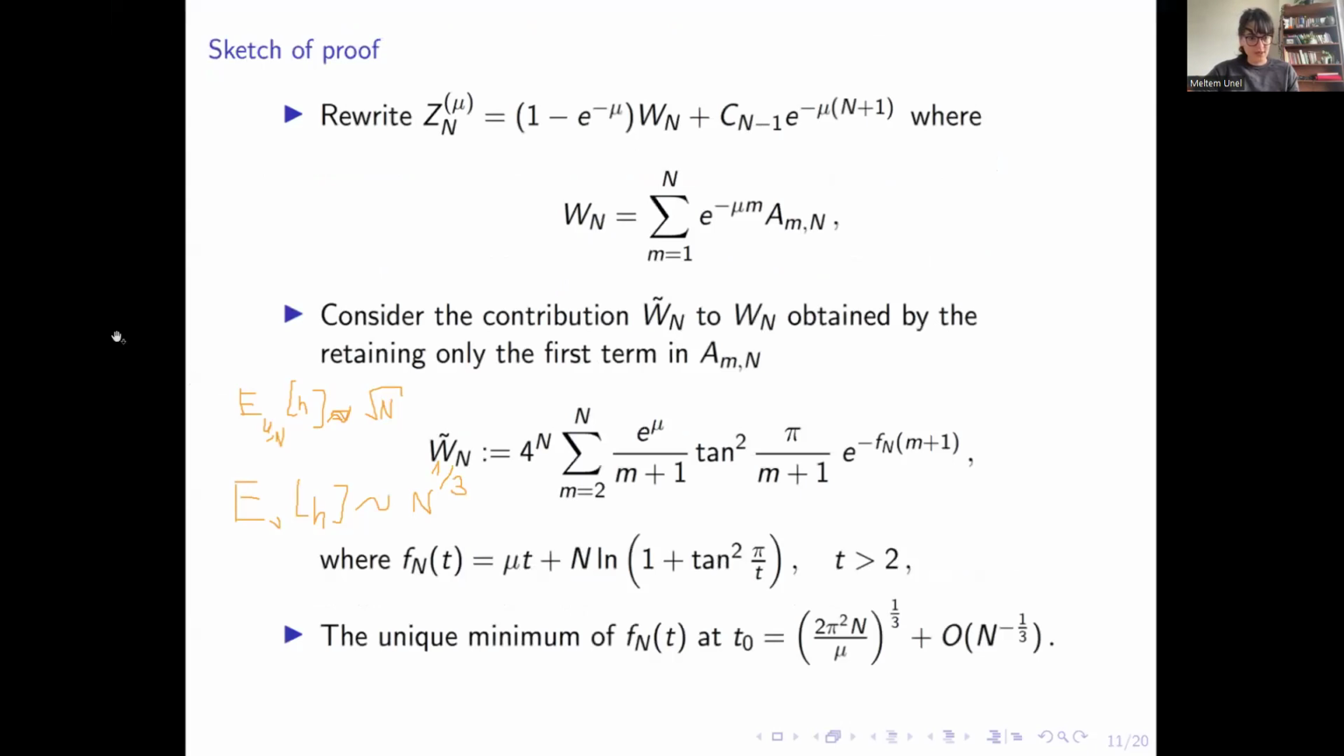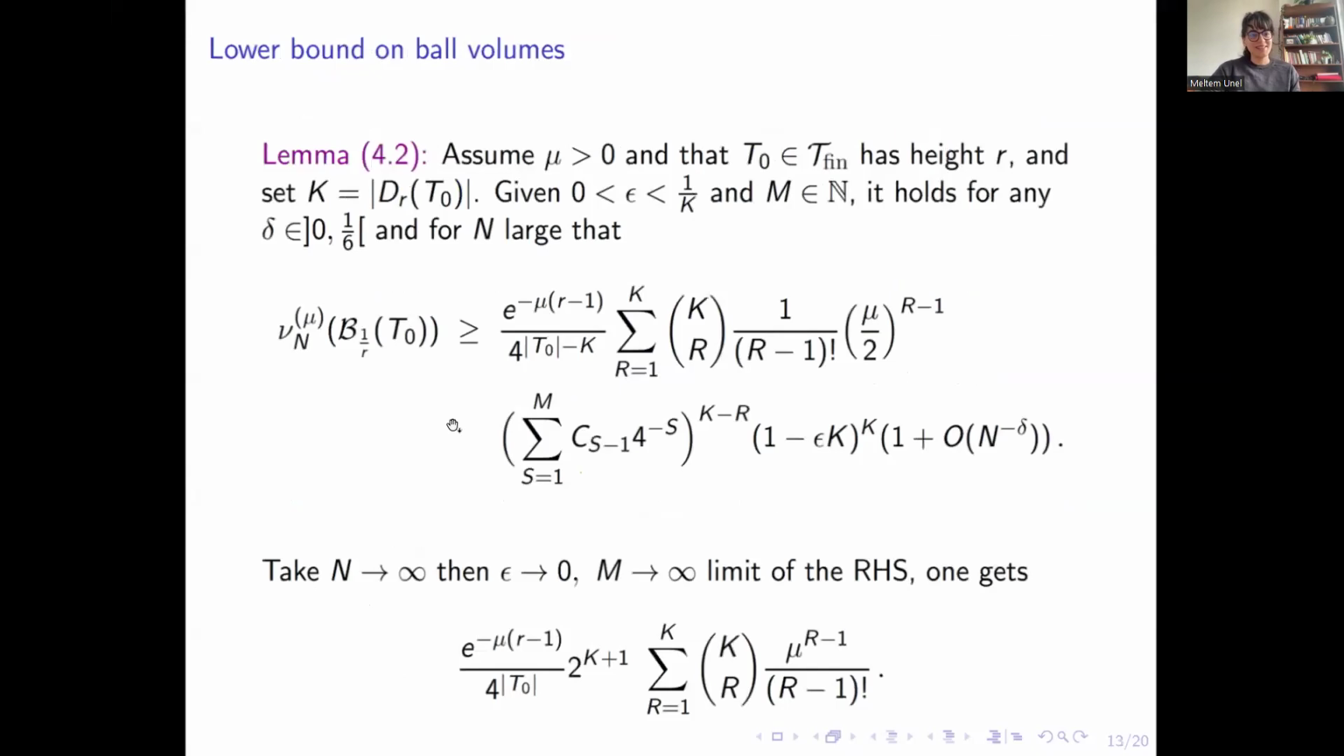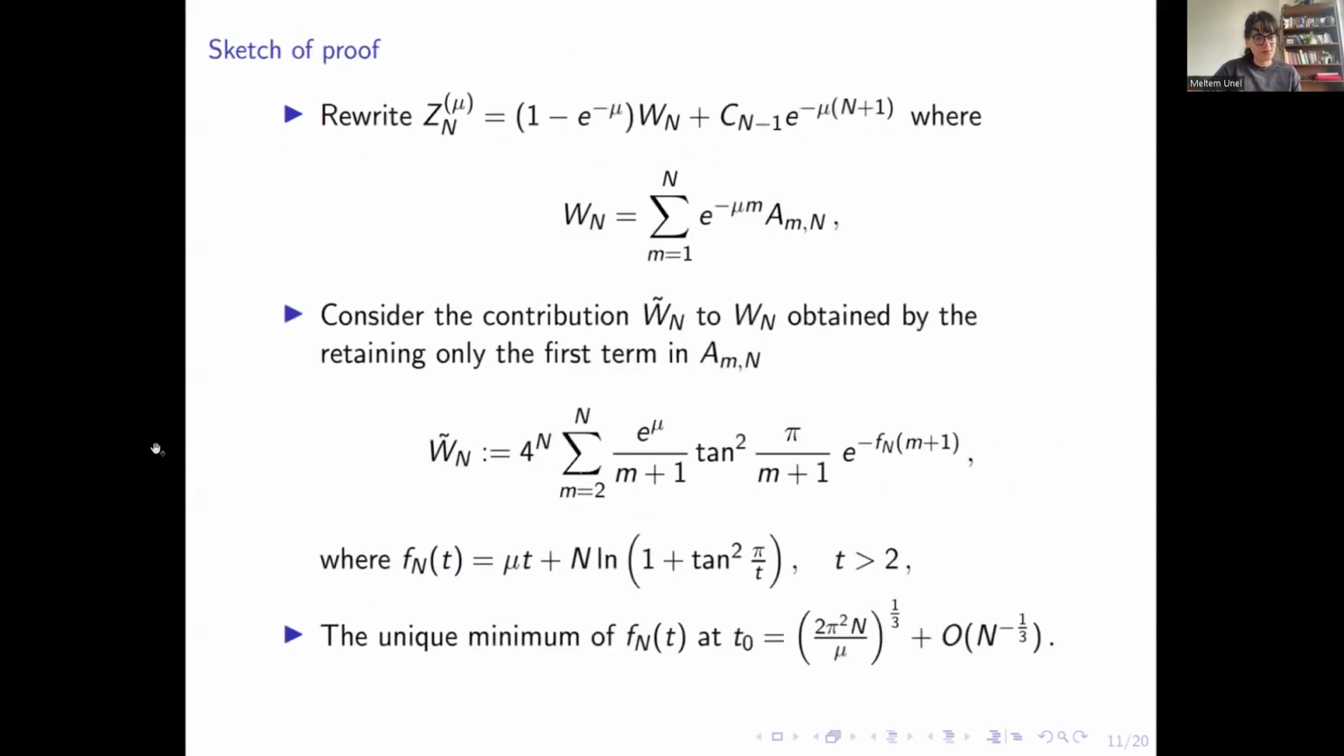I'll move on. Are there any questions? Okay, so I will pass on the sketch of proof, but if there are questions later on, we can come back. But basically, the idea is to approximate it with a saddle point approximation. This follows from what I tried to explain before. Sorry, this annotation confuses me. Sorry, it moves on.